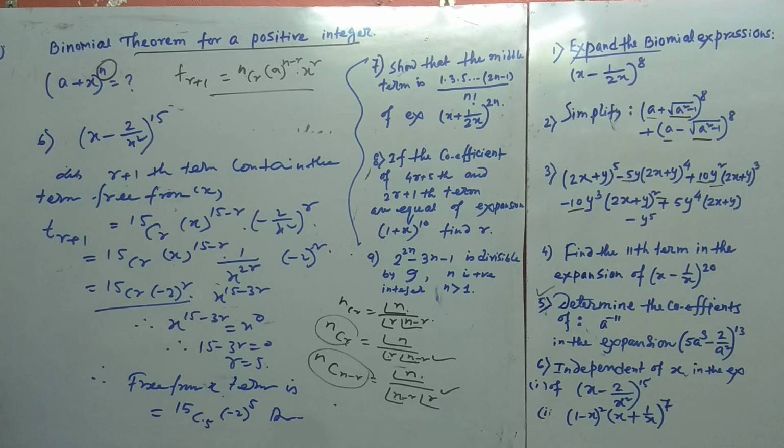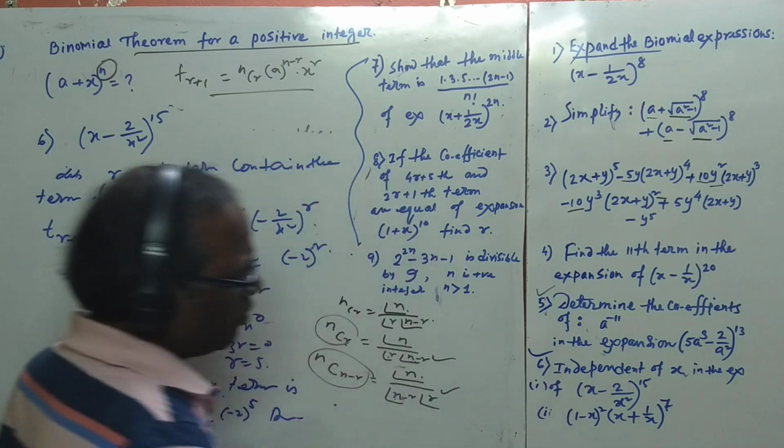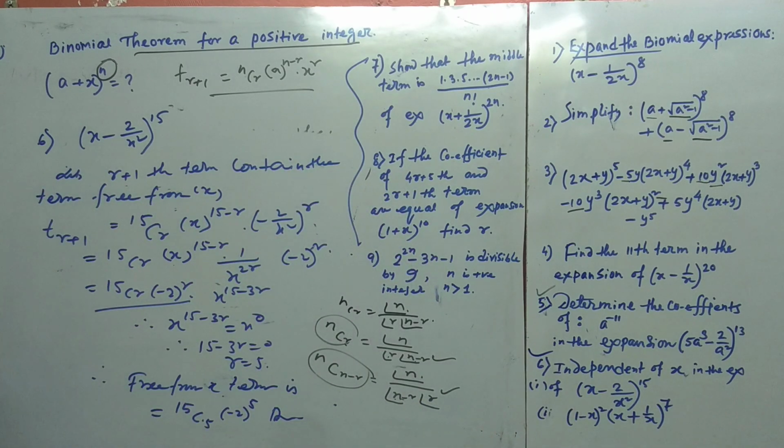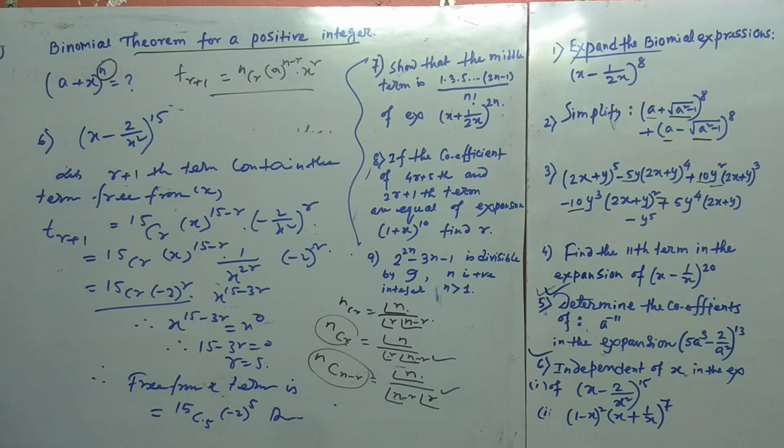See this problem here. Question number 6. Find the independent term of x in the expansion. Number 1: x minus 2 by x square, whole to the power 15. We always follow the question number 5. See the previous video for the binomial theorem. Follow the same as question number 6.